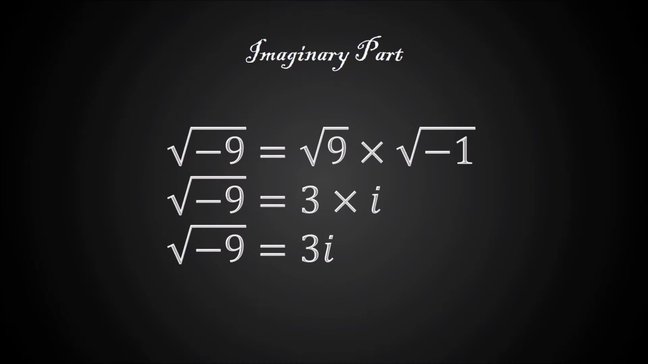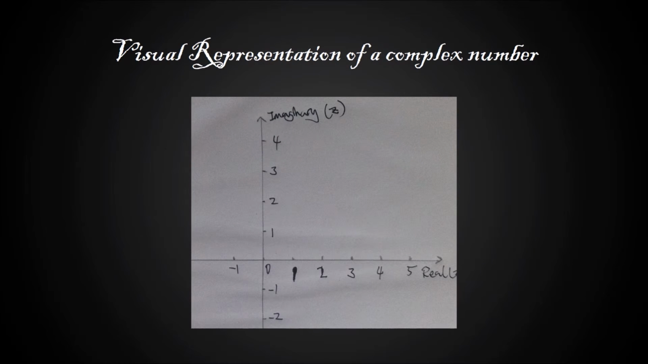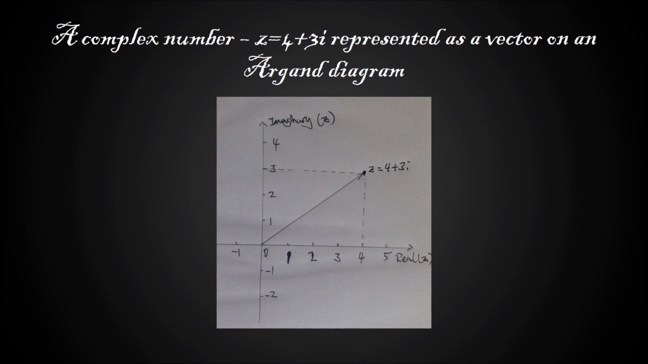The square root of -9 would then become the square root of 9 times the square root of -1, which thus becomes 3 imaginary units. Like real numbers, we can represent complex numbers visually by adding an imaginary axis perpendicular to the real axis. A complex number such as 4 plus 3i can be represented as a vector like this.